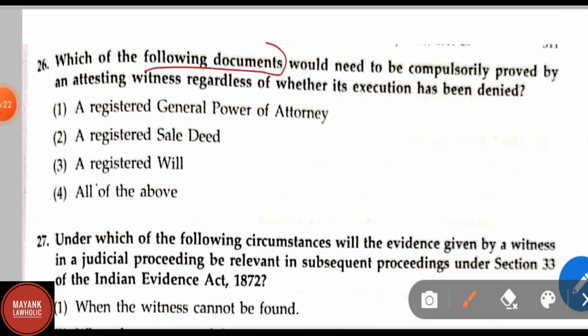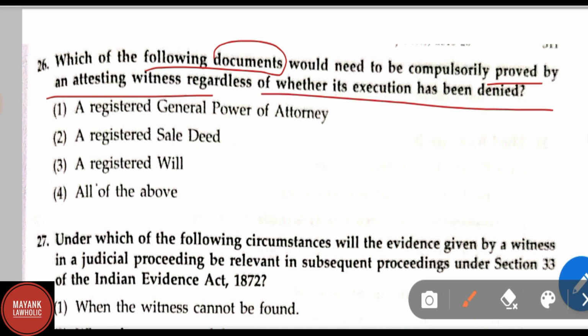Which of the following documents would need to be compulsorily proved by an attesting witness regardless of whether its execution has been denied? Option 1, a registered general power of attorney. Option 2, a registrable sale deed. Option 3, a registered will. Option 4, all of the above. Correct answer here is option 3, a registered will.